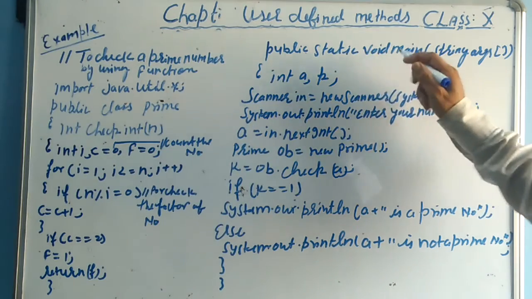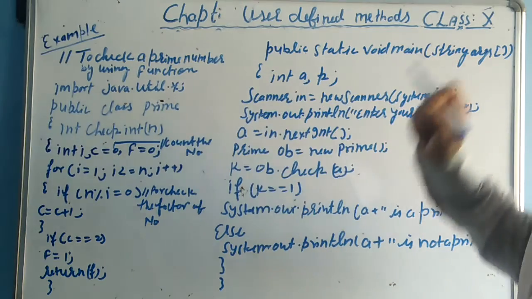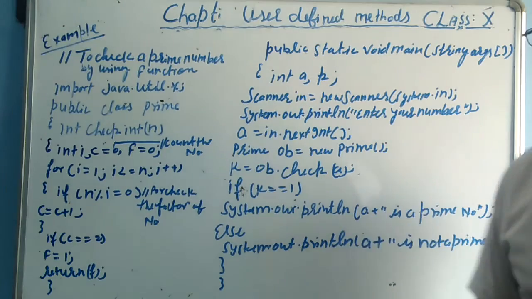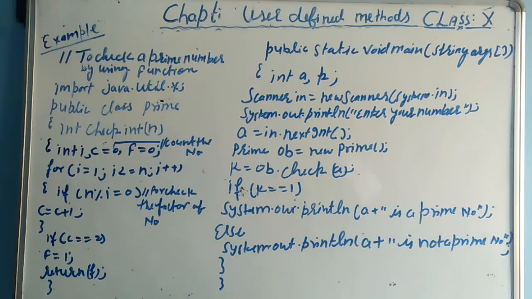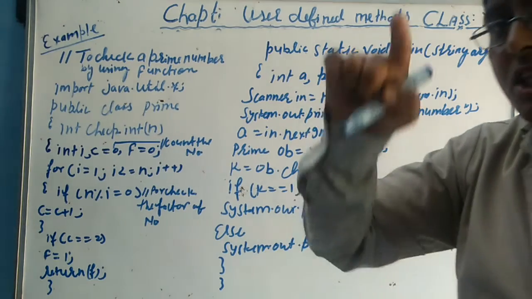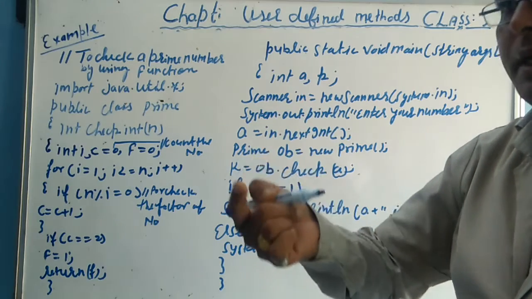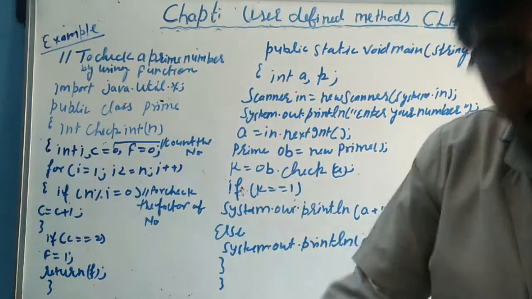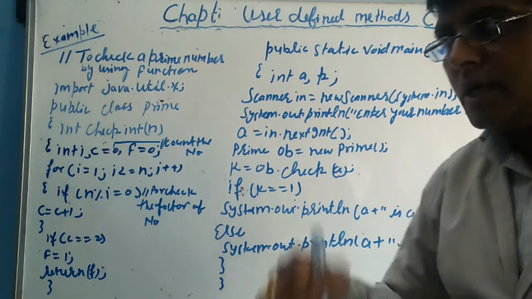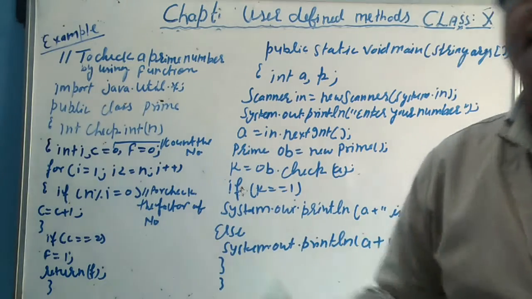And public static void main(String args[]) function, and integers a and k, the next variables we are taking here, a and k. You know what a prime number is? A prime number is a number which we can divide by 1 or by itself. Or you can say the factors of a prime number are 1 and itself.